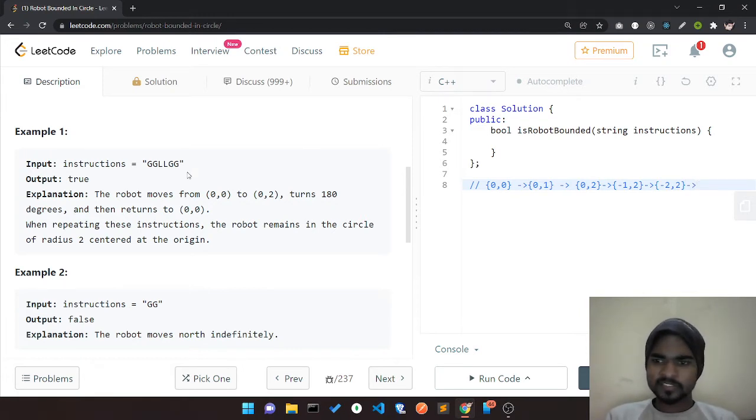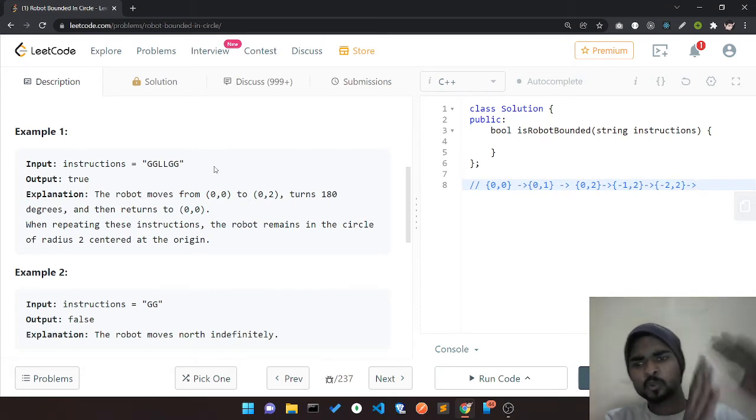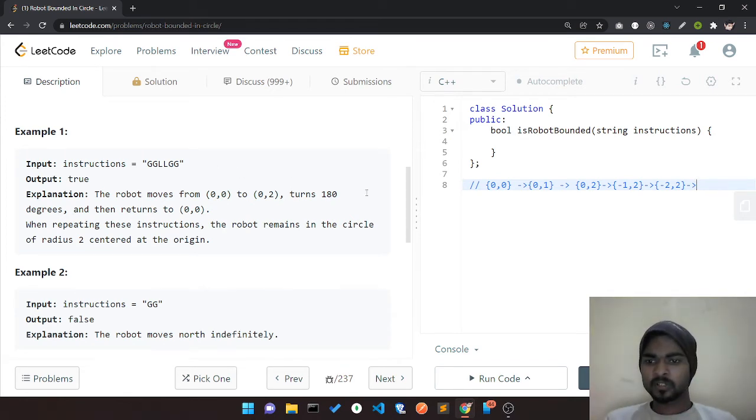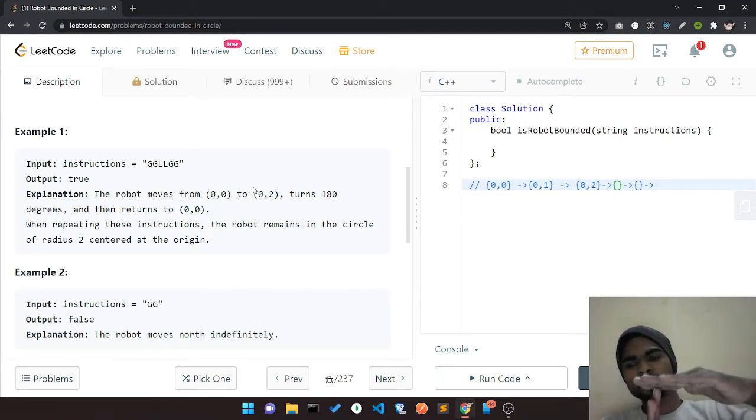After that, if I call left, it's only turning the face toward the left. It's not moving here and not here. So after these two steps, left means my robot is pointing in the above direction. If I call left again, my robot is now pointing backward, so it goes backward.